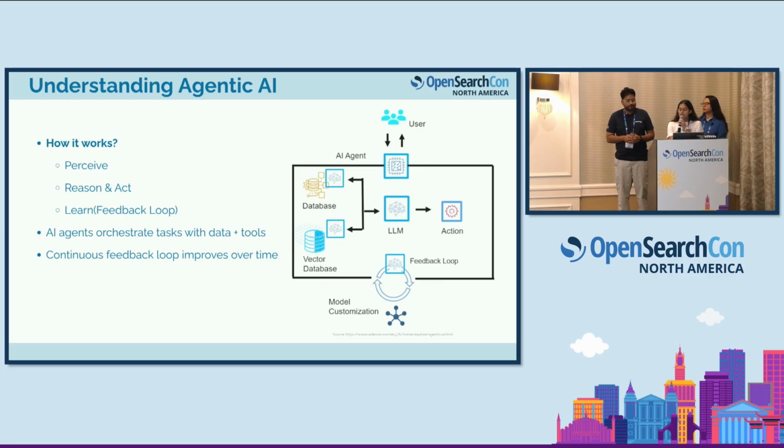Every interaction generates new data. Feeding this back creates a data flywheel, meaning the agent gets better and smarter over time: more accurate, more efficient, and more aligned with the business goals. So this is how you can work with agentic AI.